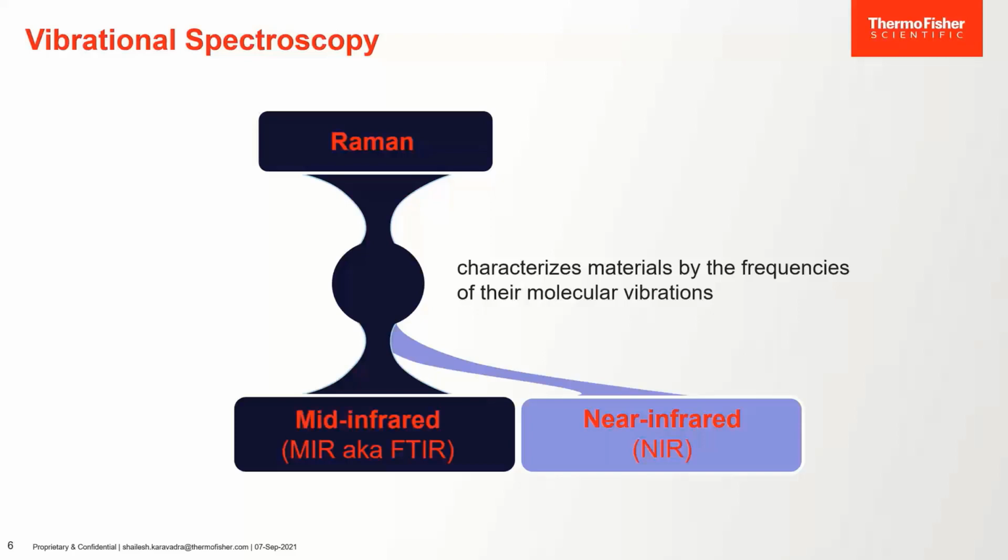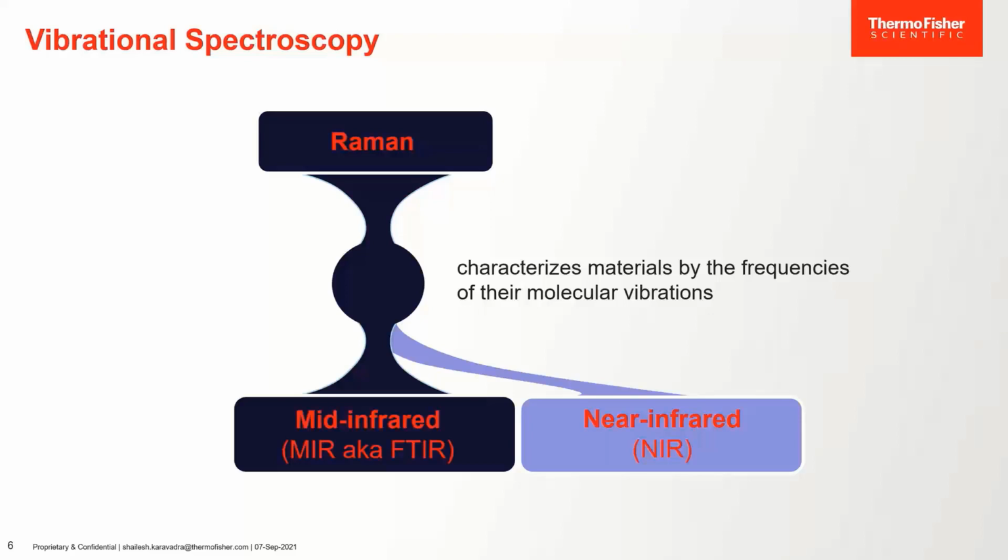A chemical bond in a molecule can vibrate in many ways, and each vibration is called a vibrational mode. And there are different kinds of vibrations, stretching and bending. The two widely used spectroscopic techniques based on vibrational energy are Raman and infrared. And infrared can be divided into mid-infrared, far infrared, near infrared, and so on.